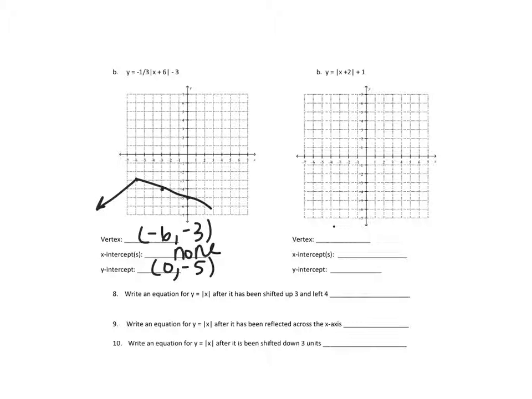And my vertex for this will be (-2, 1), so I go left 2, up 1. My slope is 1, so I'm going to go up 1, right 1, up 1, left 1. The x-intercept is none, because it's not going to cross the x-axis. And the y-intercept is going to be at (0, 3).